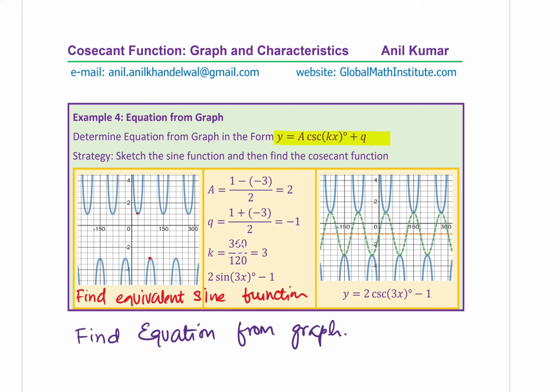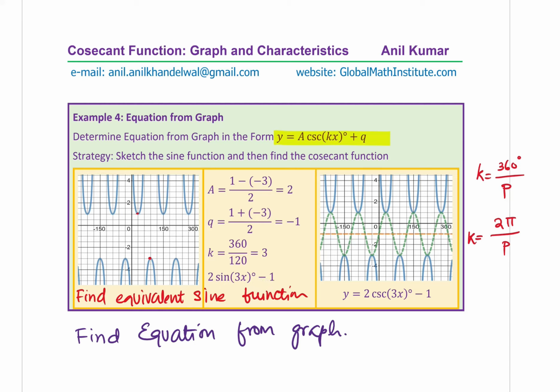To find the value of k, check the time period. So k is 360 degrees divided by the time period p. In case you're working in radians, it will be 2 pi by p, correct? So we get a k value of 3. That gives you the sine function as 2 sine 3x minus 1, correct?